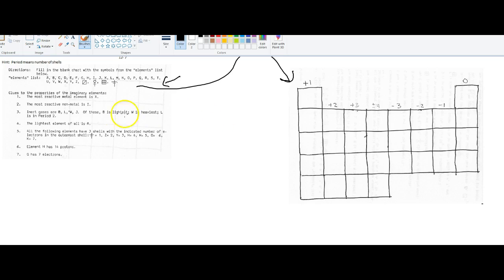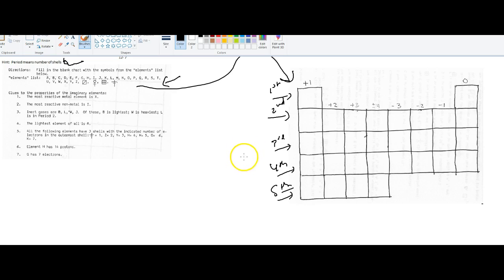Okay? Now, I did give you a hint up here because I don't think I spent enough time discussing that. Periods and number of shells. So these are first period, second period, third period, fourth period, and fifth period. So that's something we haven't discussed enough. All right, so I'm going to start playing with things you should know.